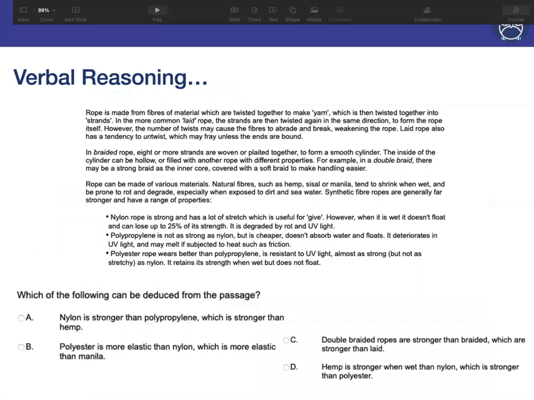Okay, verbal reasoning. Damn, this is going a tiny bit faster than I wanted it to. Verbal reasoning. So this is one of the sections. This is the first section of the UCAT.